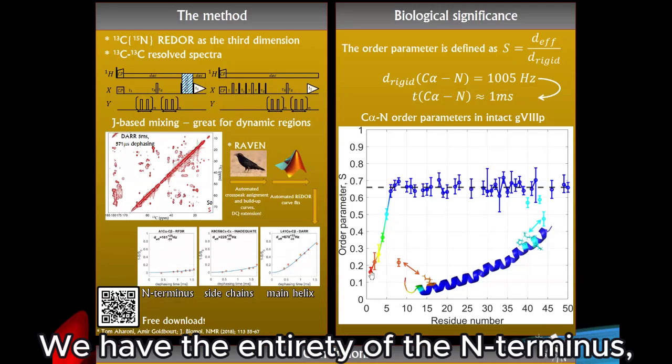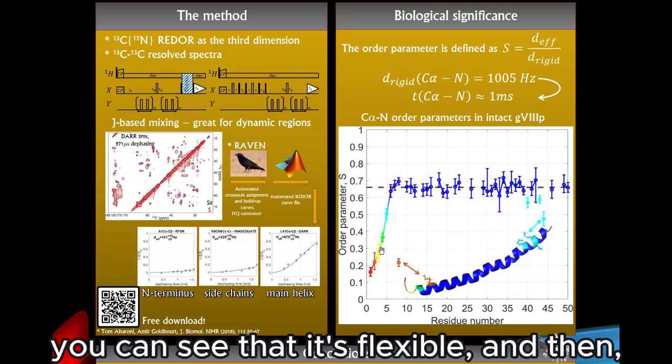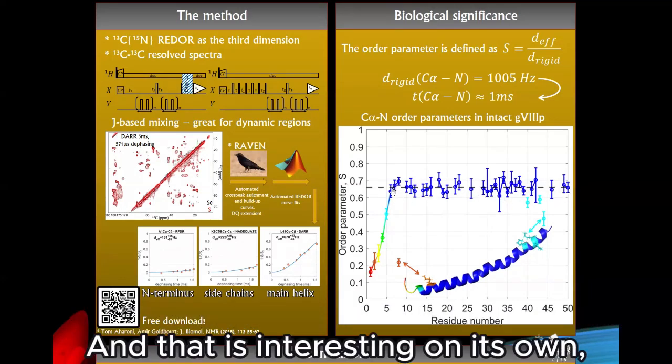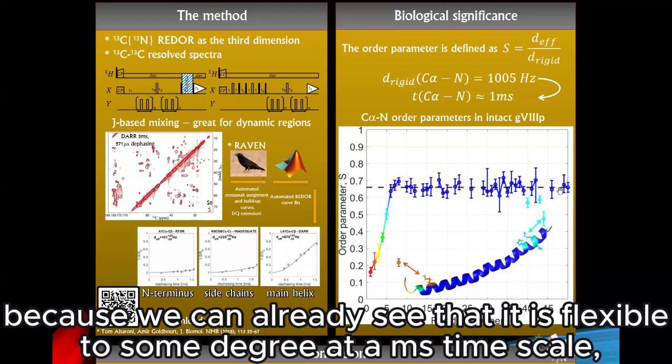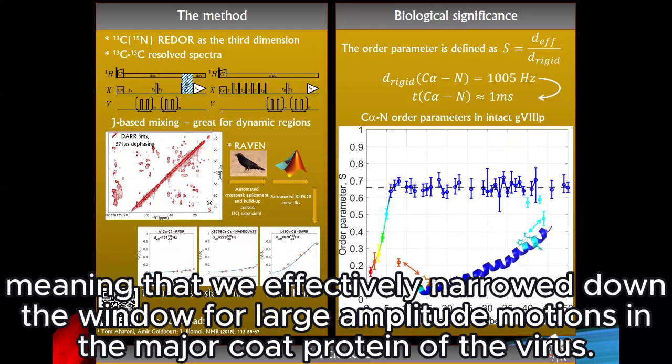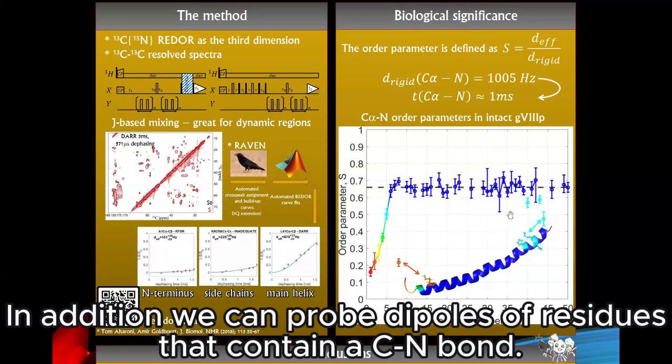We have the entirety of the N-terminus. You can see that it's flexible, and then the order parameter increases gradually until we get something that is somewhat uniform. And that is interesting on its own because we can already see that it is flexible to some degree at millisecond timescale. But in previous reports, it was shown that the coat protein is actually rigid at the sub-millisecond timescales, meaning that we effectively narrowed down the window of the amplitude of motion for large amplitude motions in the major coat protein of the virus.